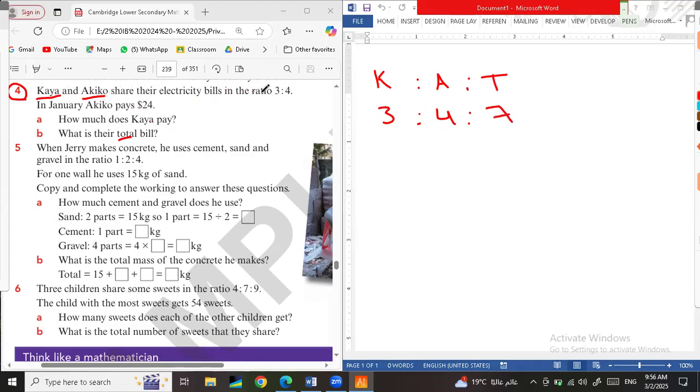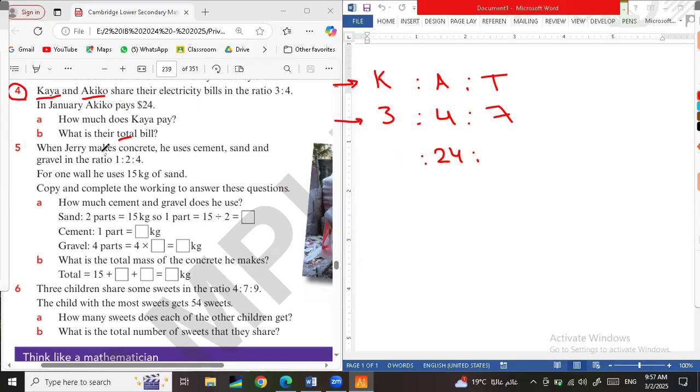So far, I've covered almost all the information I need for the first two lines. The first line is for the items. The second line is for the numbers that we copy pasted. So the first two lines are almost entirely copy pasting. Then we got here, in January, Akiko pays $24. Where am I supposed to put this? Under the K? No. It says 24 for Akiko, so I put 24 over here.